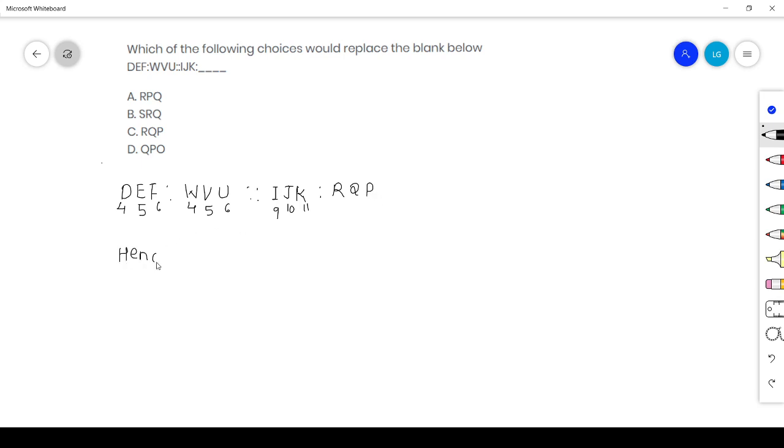Hence, if DEF is related to WVU, then IJK is related to RQP. Okay, so our correct option is option C.